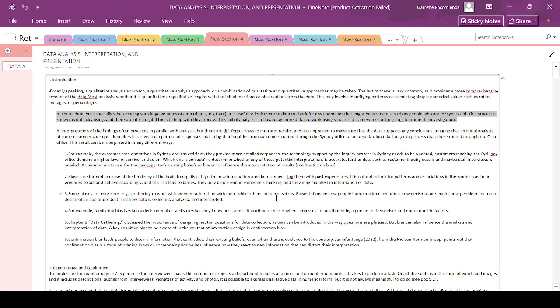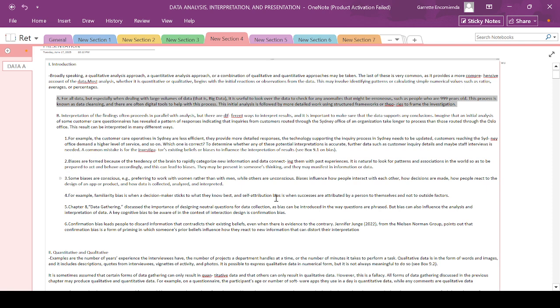For all data, but especially when dealing with large volumes of data, that is big data, it is useful to look over the data to check for any anomalies that might be erroneous, such as people who are 999 years old. This process is known as data cleansing, and there are often digital tools to help with this process. The initial analysis is followed by more detailed work using structured frameworks or theories to frame investigation.